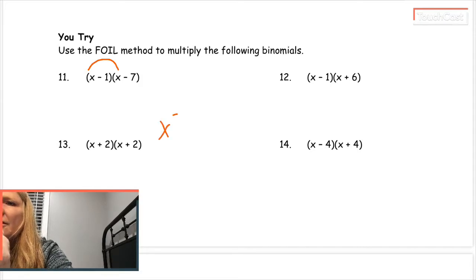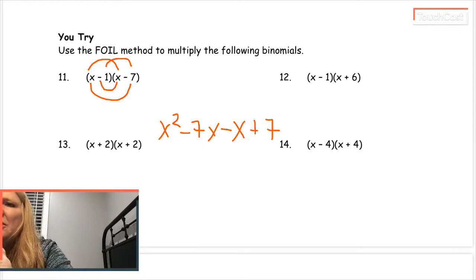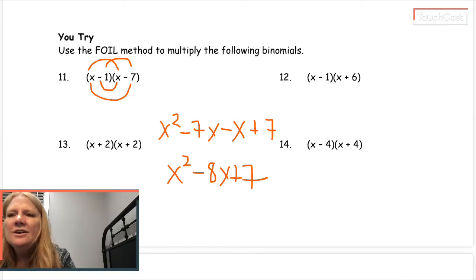squared. That's first. Outer, negative 7 times x, negative 7x. Inner, negative 1 times x, negative x. And last, negative 1 times a negative 7 is a positive 7. And then be sure and combine the like terms of negative 7x and negative 1x. So you get negative 8x plus 7. Okay? So if you need some more practice, look online. But these are some good examples to follow, and then I'm going to give you a practice.